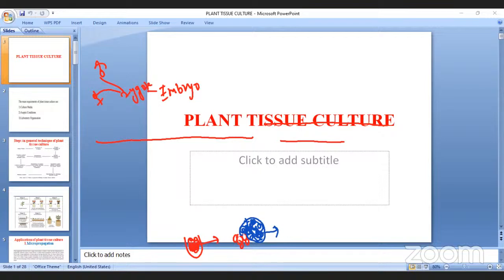We can encapsulate, that means coating, with the help of some chemicals, sodium alginate, potassium alginate. For the protection, we can encapsulate it with these chemicals. The somatic embryo, this is called the somatic embryo process.